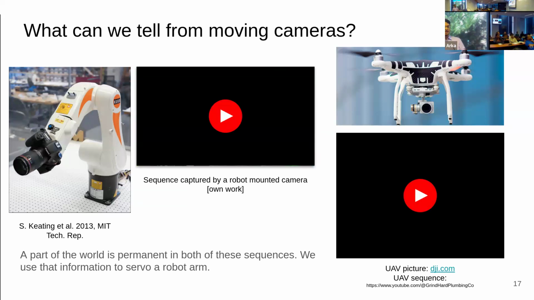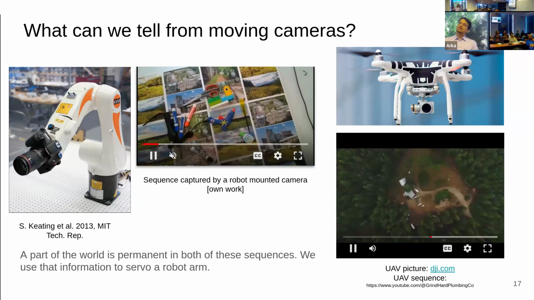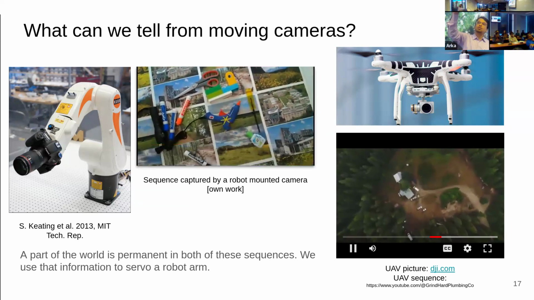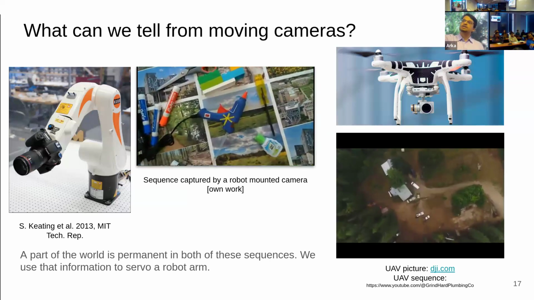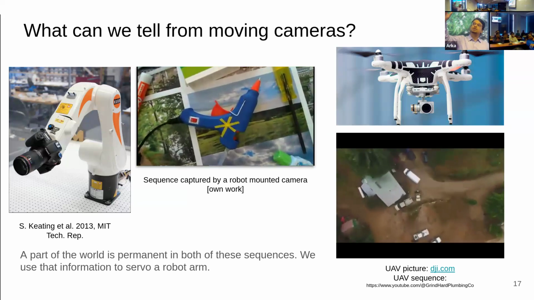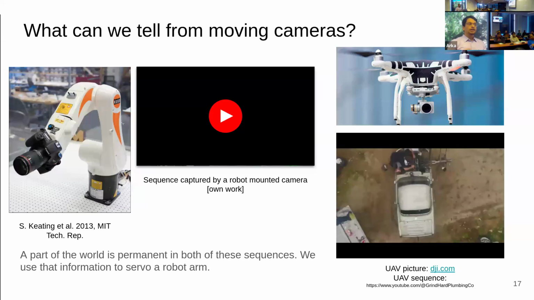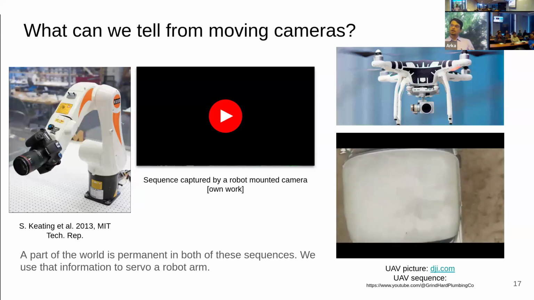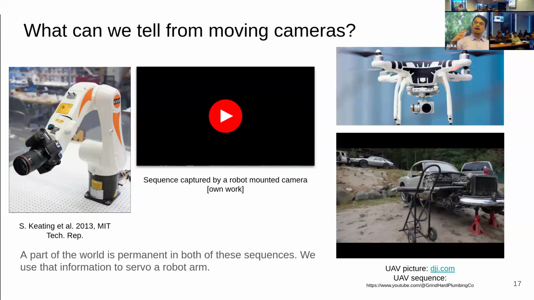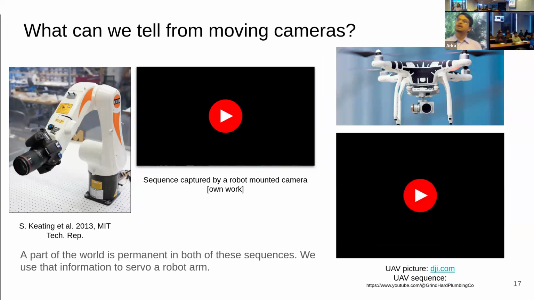Now, let us take a look at what we can tell from moving cameras. To motivate this, let us look at this example where a robot-mounted camera is slowly coming towards an object in its workspace, and a drone is trying to land on the roof of a car. These videos have a qualitative similarity. A part of the world in both of these videos is persistent, and we want to use that information to servo a robot arm.